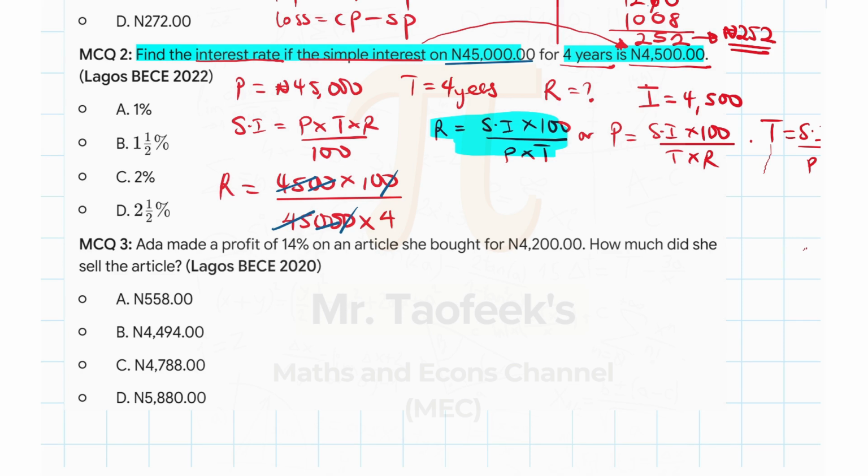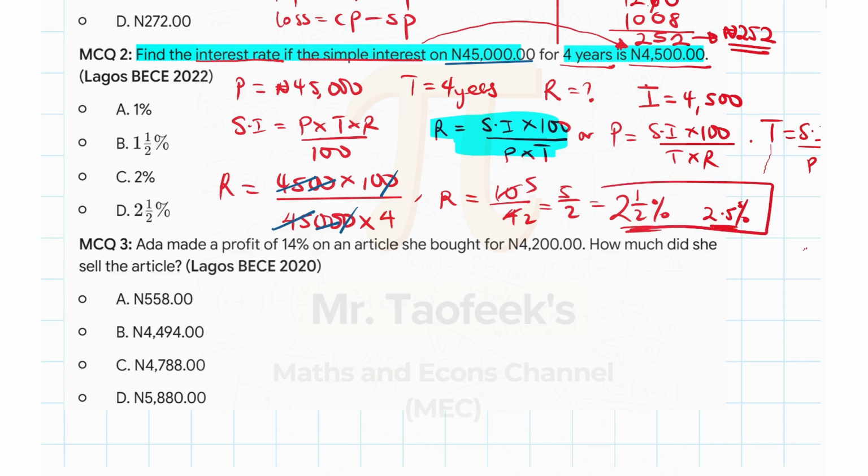So if you look carefully, what are we left with? R is equal to, in the numerator, we're only left with 10, divided by, in the denominator, we're only left with 4. If you reduce that, that's going to be 5 over 2, because 2 can divide both of them. And this is basically 5 divided by 2, which is 2 with a remainder of 1. So 2.5%. That's the rate. Okay, I hope that is clear. And the option is D.